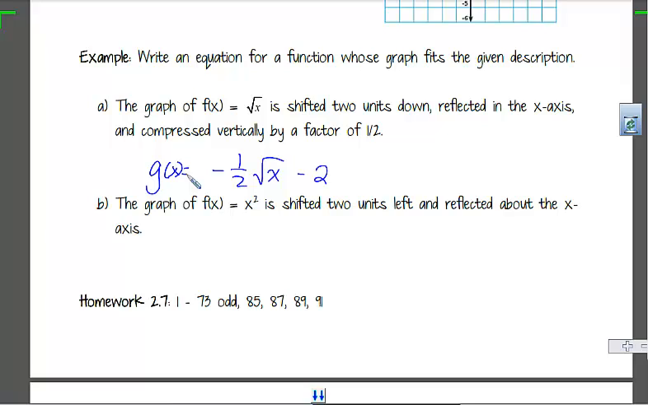All right, very good. All right, questions about that? All right, what about B? Okay. All right, excellent. All right, any questions about these? Okay, we didn't talk about shifting or rather stretching horizontally.